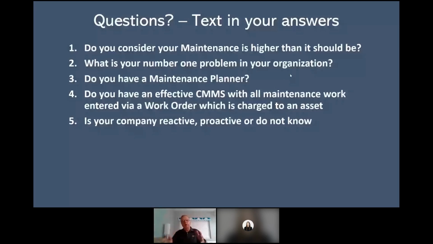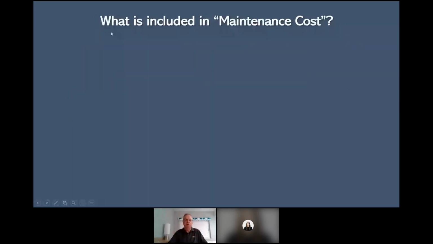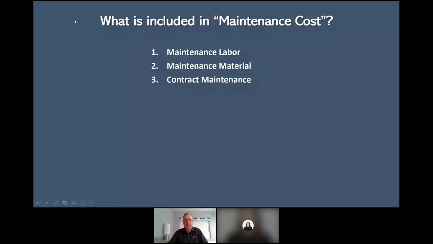So let's talk about what's included in maintenance costs, okay? Maintenance labor, of course. Maintenance material, yeah, I got that. Contract maintenance and maintenance restoration. So things that we have to send out to be restored, like your motors to be rebound and stuff like that. And then whatever else. There are other things included in maintenance costs. I just give you a few.